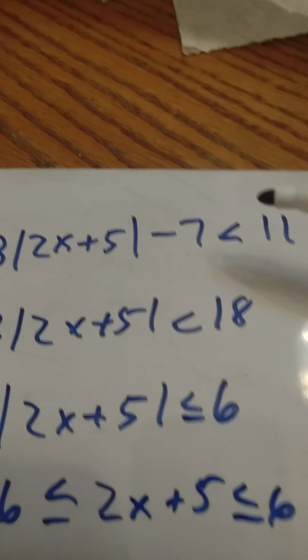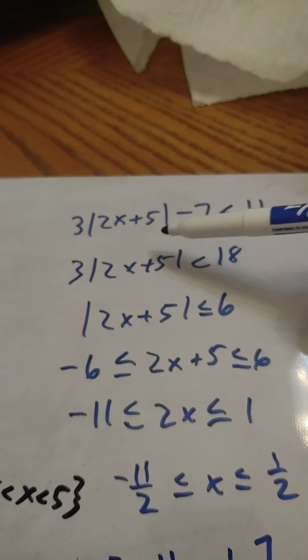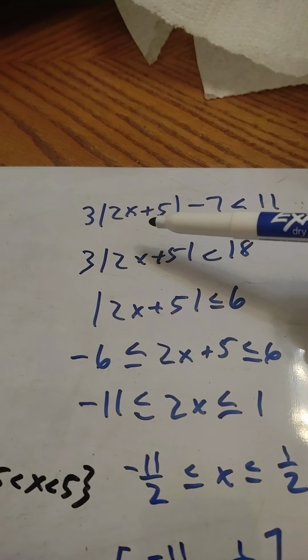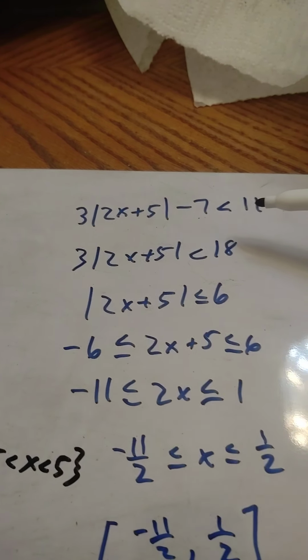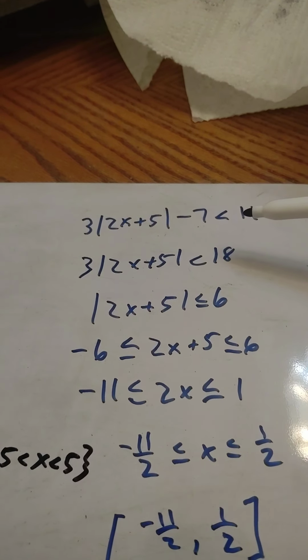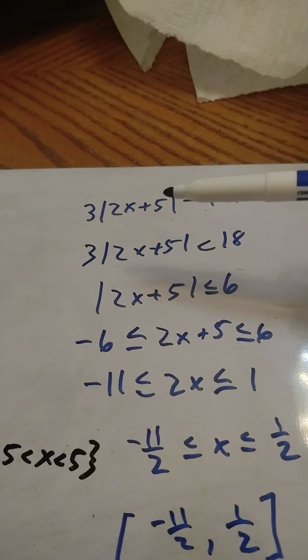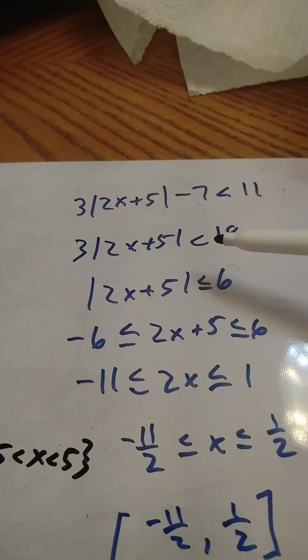Okay, now that we have a good idea of how this works, let's try a tougher one. Say we're given this problem right here. So notice we got 3 multiplying with this absolute value thing. -7 is less than 11. So at this point, we are not ready to jump into the theorem. You can only use the theorem when it's bare bones, when you have the absolute value term by itself, like we did previously.